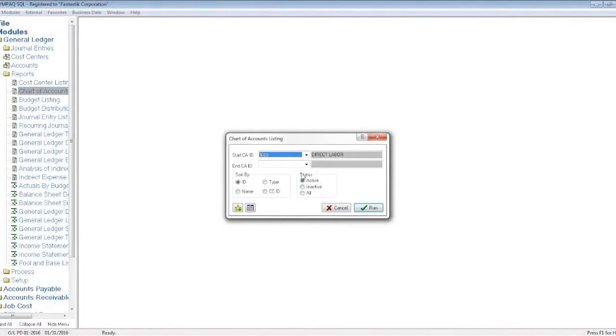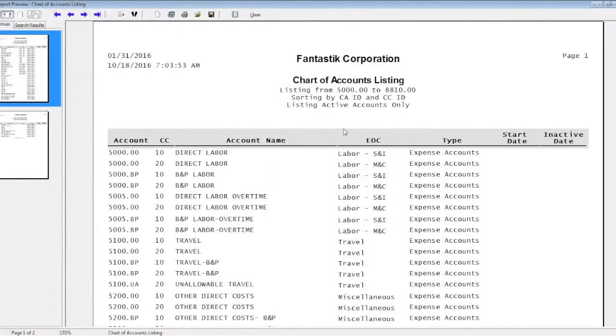We'll start with the 5,000 accounts, those are direct labor, and we'll go through the 8,000 accounts, which are the general and administrative indirect costs. So momentarily here, I'll go ahead and just run this. You will see the effect of a chart of accounts that's designed to specifically segregate direct from indirect costs.